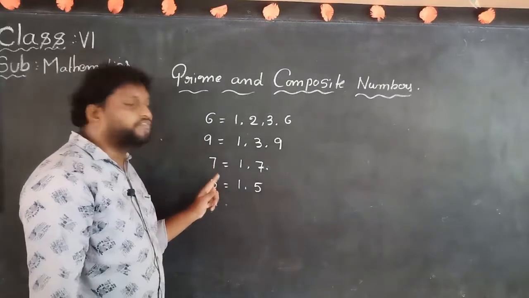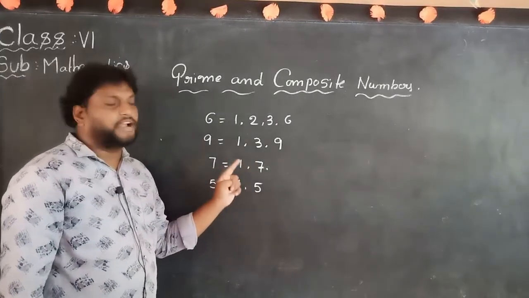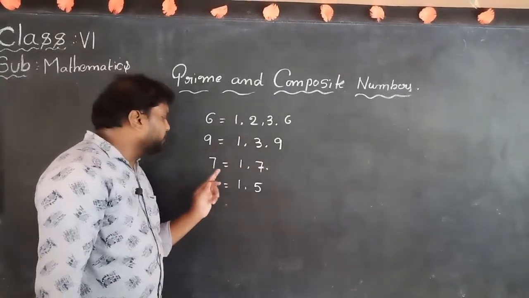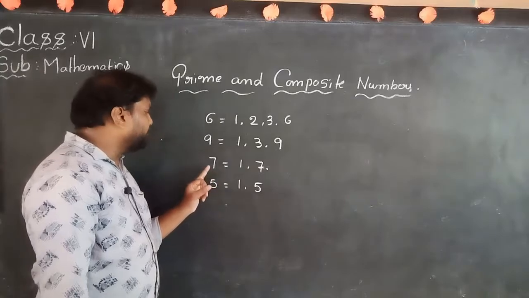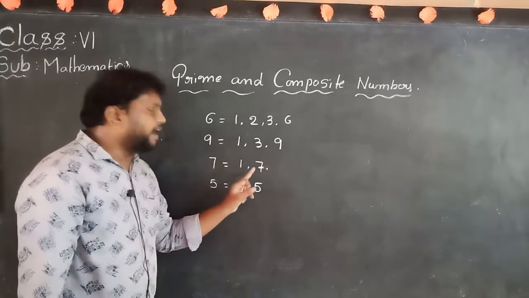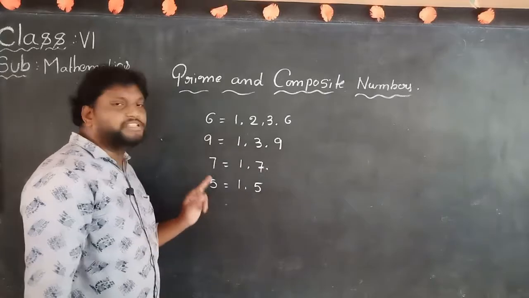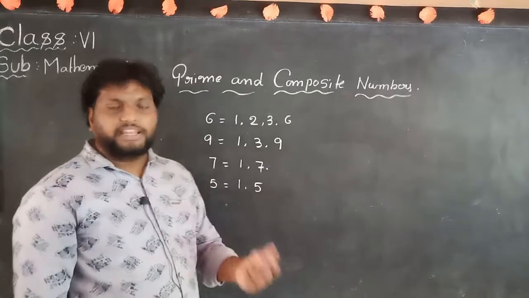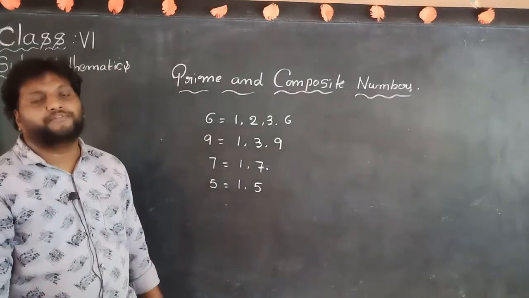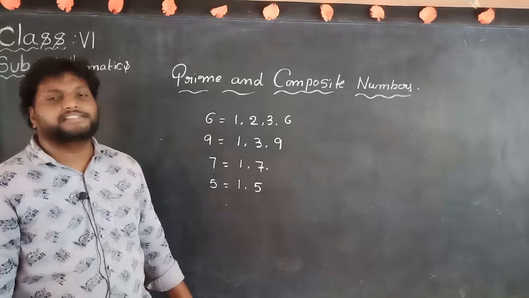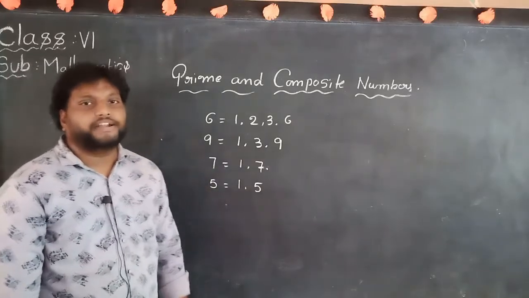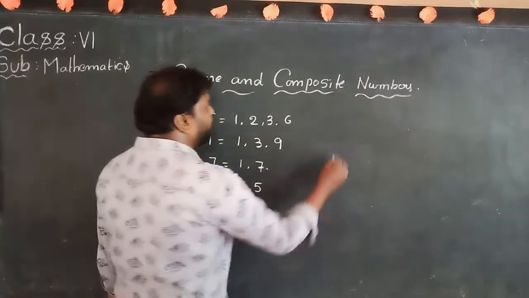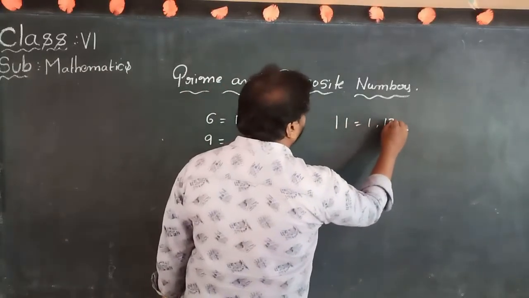For example, I will check with 7. 1 is the common factor of each and every number, as we already said. To find the factors of 7, 1 and 7 will come. For 5, 1 and 5 will come. In prime numbers like 7, 5, 3, 2 and 11, these numbers have only 2 factors. Of those 2 factors, one is 1 and the other is itself. For example, 11 has factors 1 and 11.